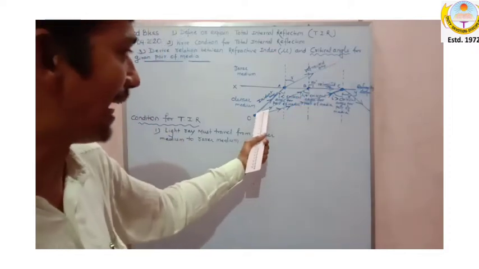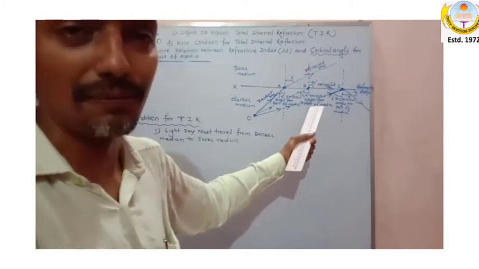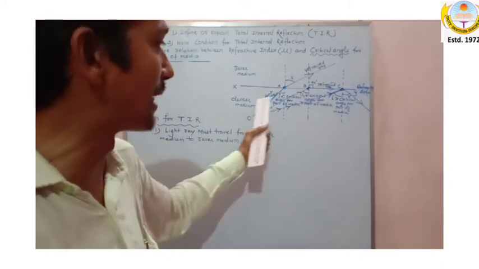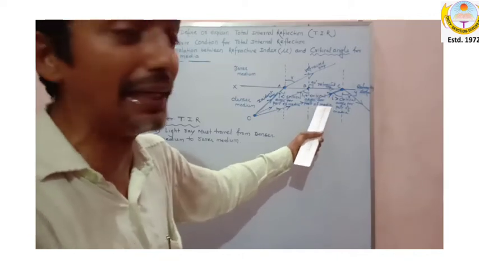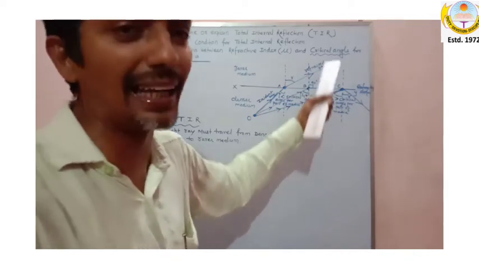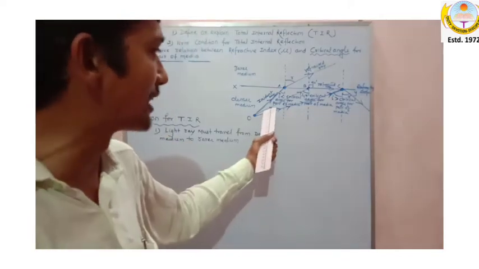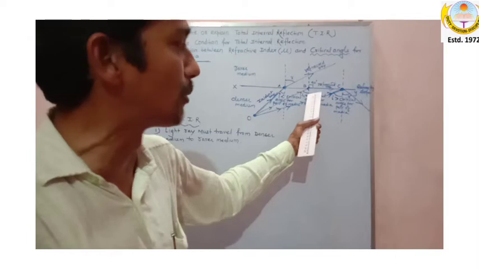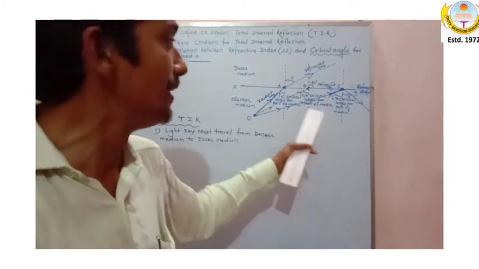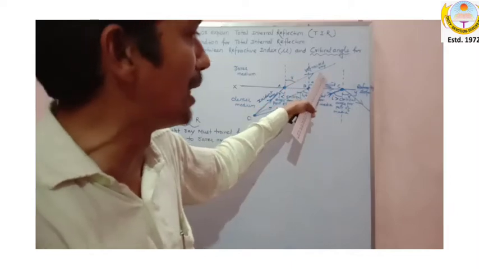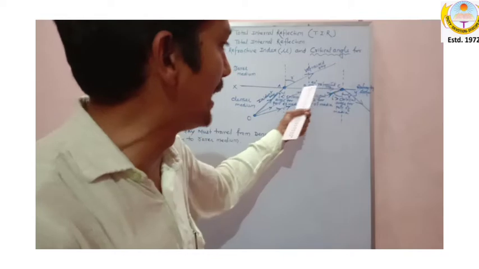In the second case, as soon as the incident angle in the denser medium becomes equal to the critical angle for the pair of media, because a certain critical angle is always there for any pair of media. So in this case, when the angle of incidence becomes equal to the critical angle for the pair of media, what will happen? The refracted ray will be in the rarer medium, no doubt. The refracted ray will be in the rarer medium.